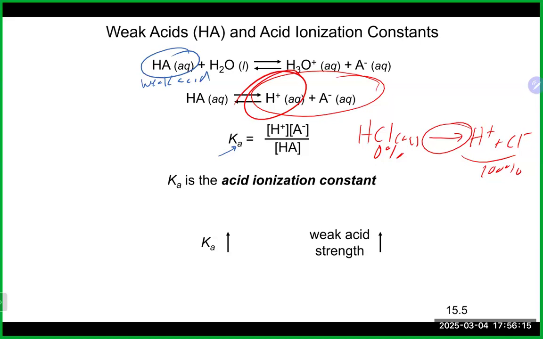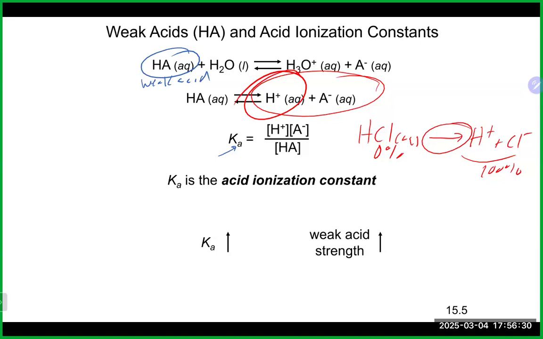So how do you know if you're dealing with a weak acid? If you've got a Ka value, that's a pretty strong indication that the acid is a weak acid. It's not one of those six we talked about. It's probably a weak acid you'll find in that table.